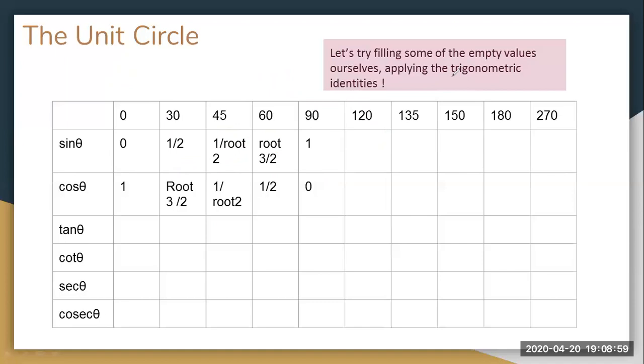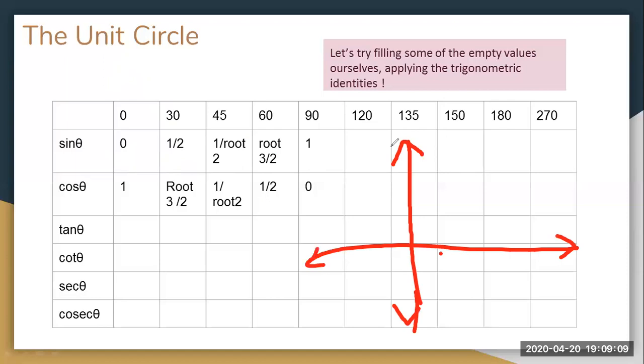Cosine theta. So it starts at 1 and then goes to 90 degrees.